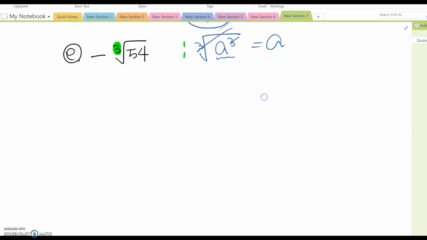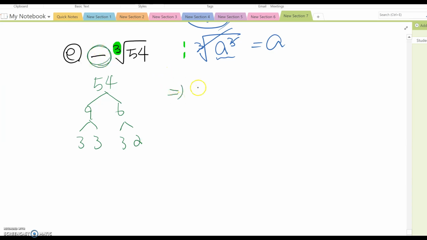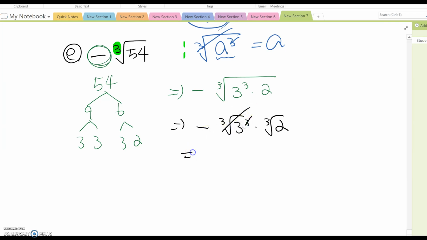So in the same way, we're going to find the prime factorization of 54. This is 9 times 6, 3 times 3, 3 times 2. So this becomes, the negative is already outside, so you keep that, and cubic root of 3 cubed times 2, which means negative cubic root 3 cubed times cubic root 2. So this cancels out, so it becomes negative 3 cubic root 2.